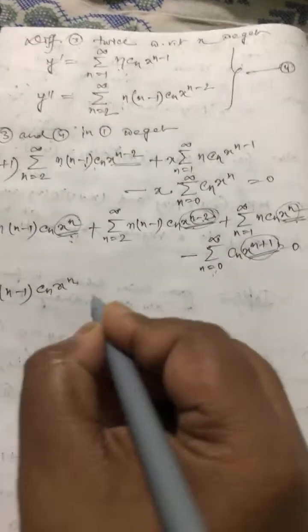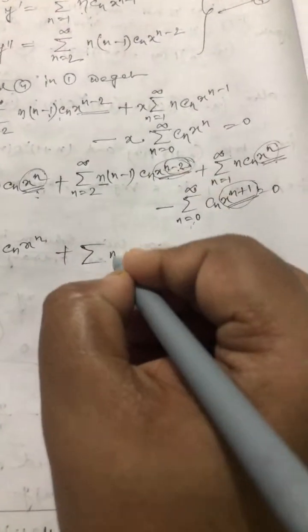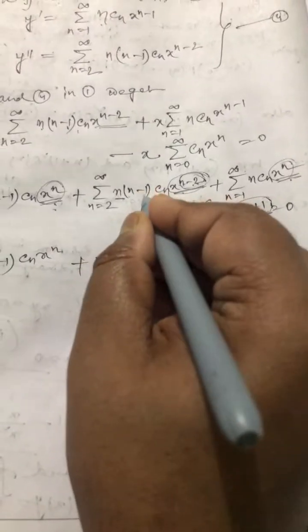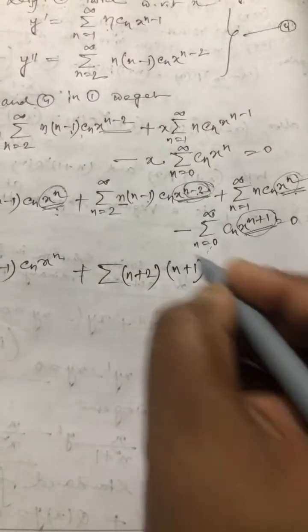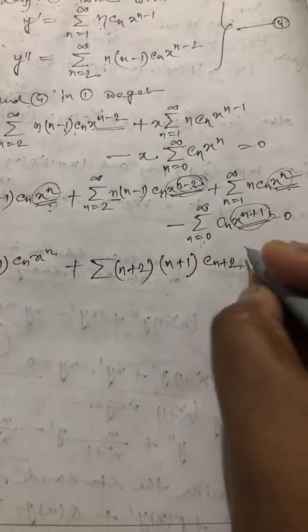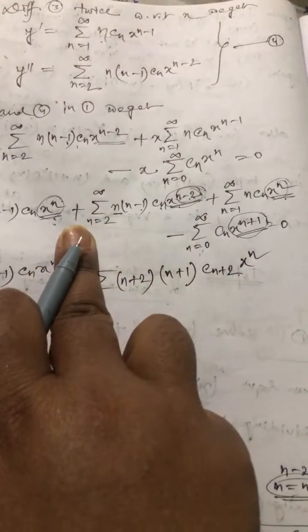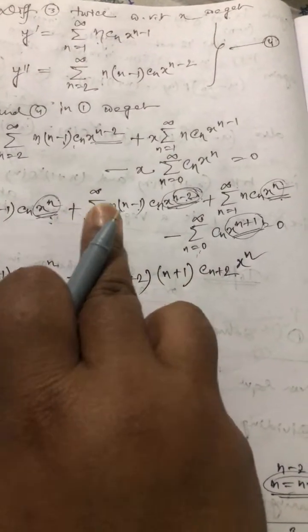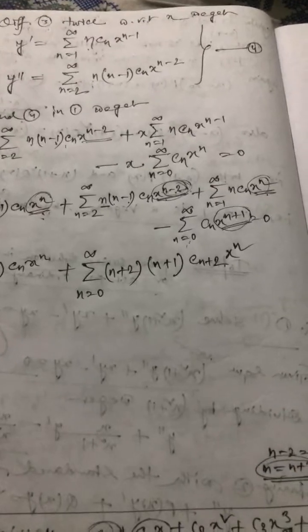So just observe this one. This part will be n plus 2, this part will be n plus 2 minus 1, that is n plus 1. This one will be Cn plus 2. This one will be x to the power n. Now n is replaced by n plus 2, so n plus 2 equals 2, that means n will be 0 to infinity. So you can see the summation is also changed.